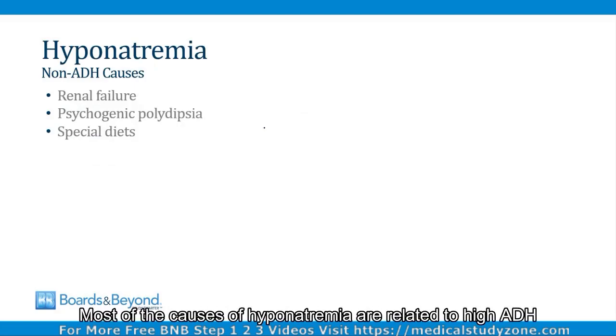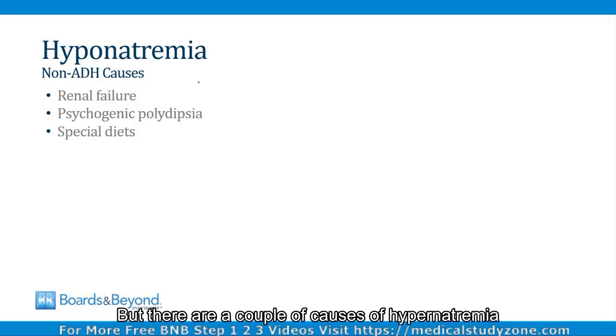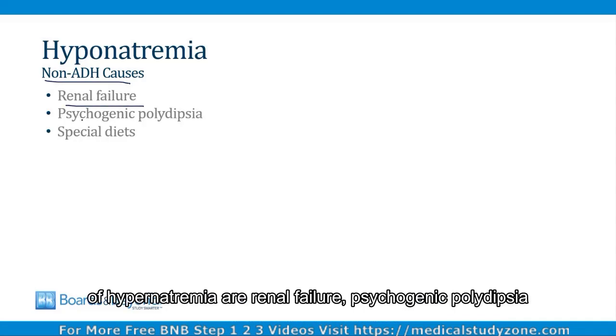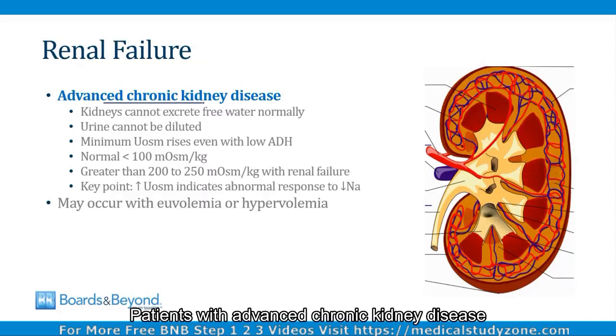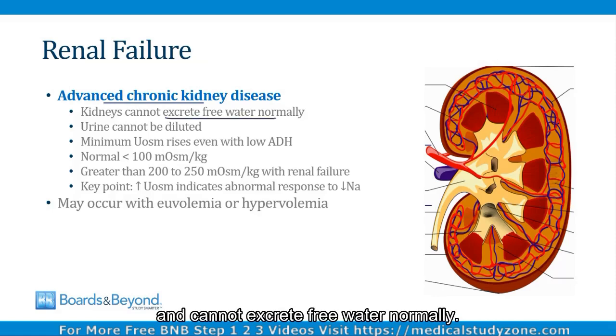Most of the causes of hyponatremia are related to high ADH, as we have been discussing in the last few slides. But there are a couple of causes of hyponatremia that are not related to ADH, so let's talk about those now. The important non-ADH causes of hyponatremia are renal failure, psychogenic polydipsia, and special diets. Patients with advanced chronic kidney disease commonly develop hyponatremia, and the reason for this is because their kidneys are sick and cannot excrete free water normally.